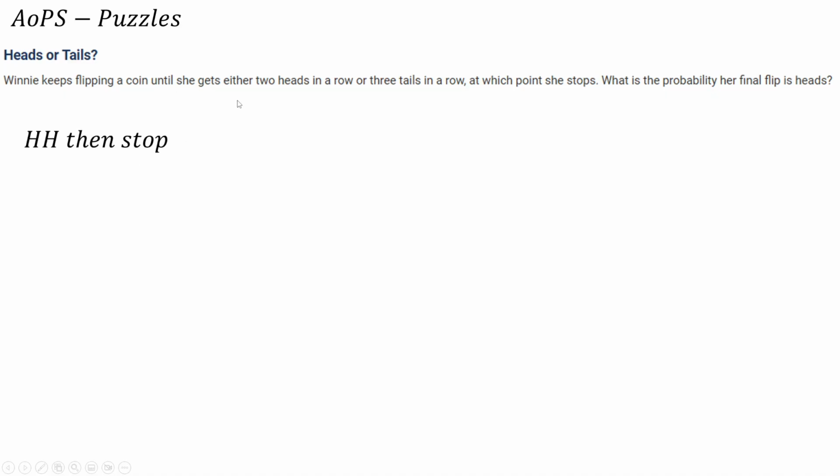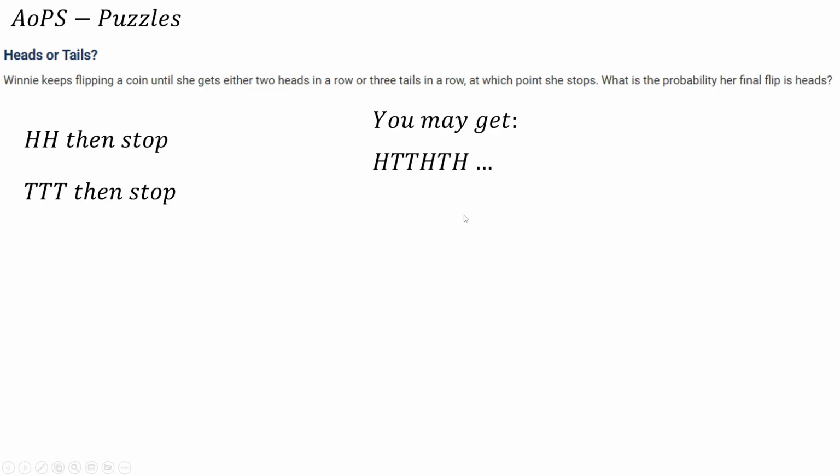So the interesting thing about this question is she could just get two heads in a row and then stop, or she could get tails then stop. But you also may get heads, tails, heads, and then you could get another heads, in which case you would stop, or you might get another tails and then a heads and a tails, and it might just go on forever, and you actually might not get either one. It could just repeat forever as heads, tails, even though it's very unlikely.